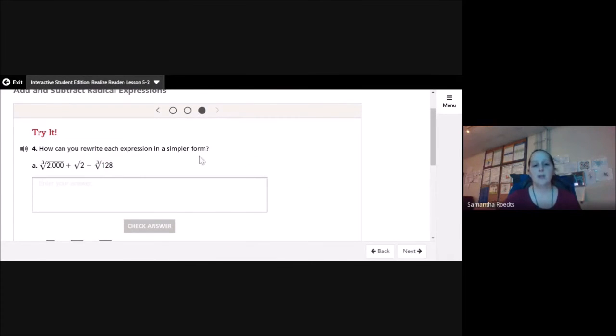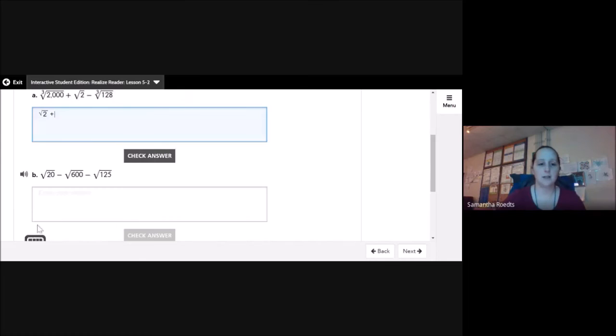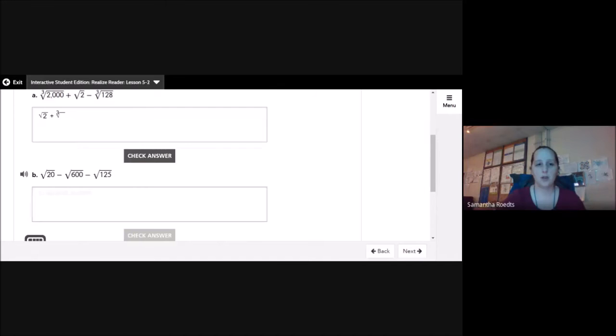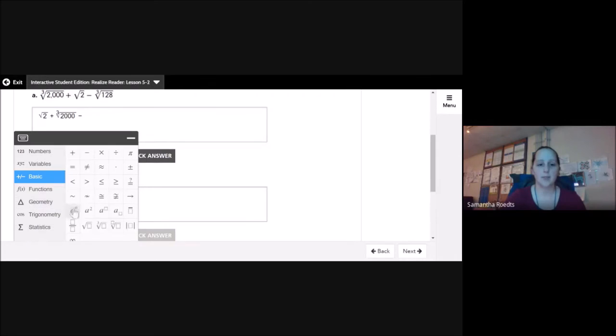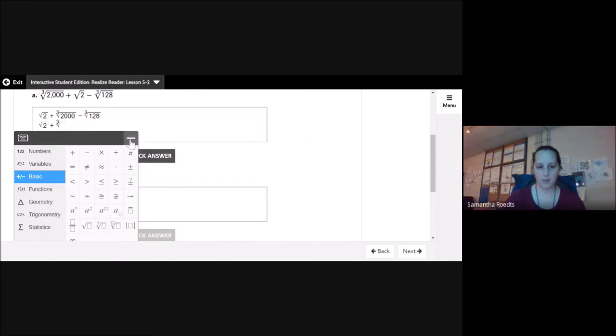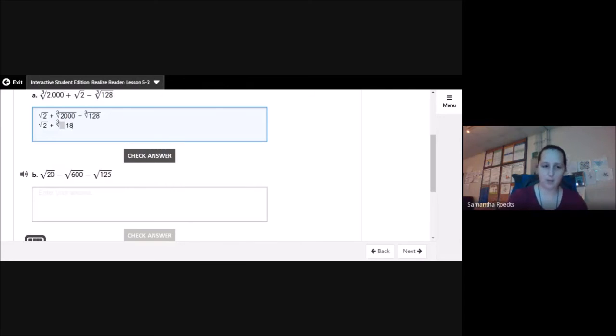All right, how can you rewrite each expression in a simpler form? So again, I need to combine my like terms. So I have the square root of 2 plus the cube root of 2000 minus the cube root of 128. So the square root of 2 plus 2000 minus 128. So that's the cube root of 1872.